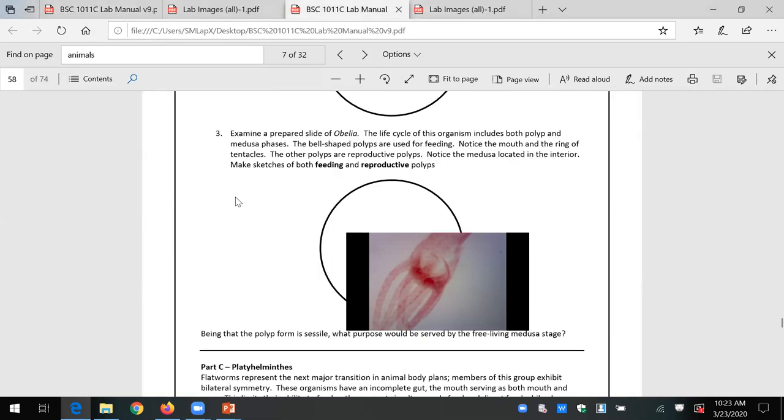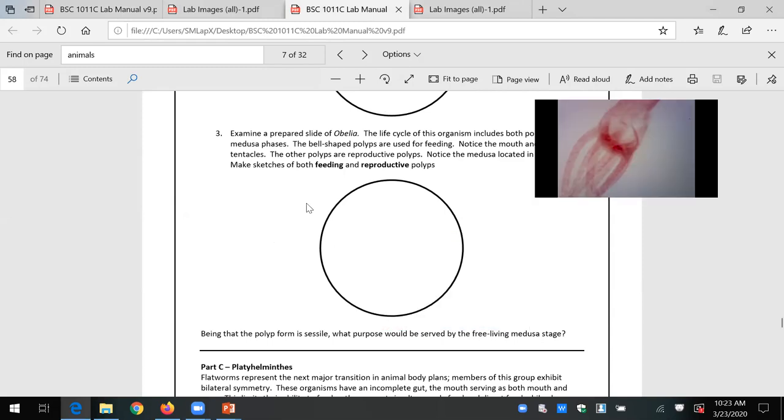All right, any questions on hydra? I'm going to show you Obelia next. Obelia is another hydra relative, but very different, obviously.